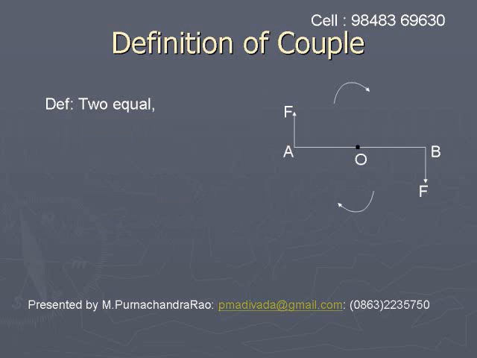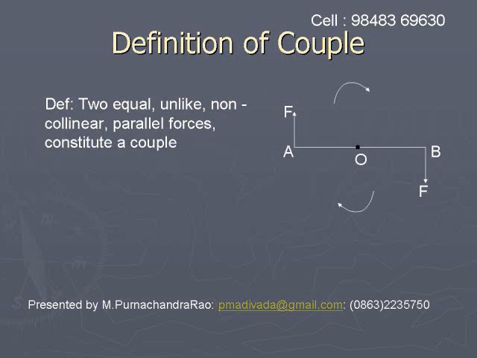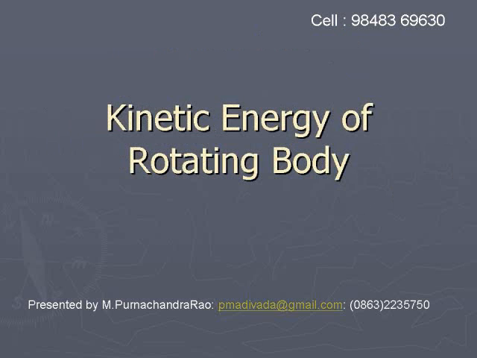Definition of couple: two equal, unlike, non-collinear parallel forces constitute a couple. So the forces acting must be of equal magnitude, parallel and in opposite directions, and they should not be collinear. Such a pair of forces is known as a couple.